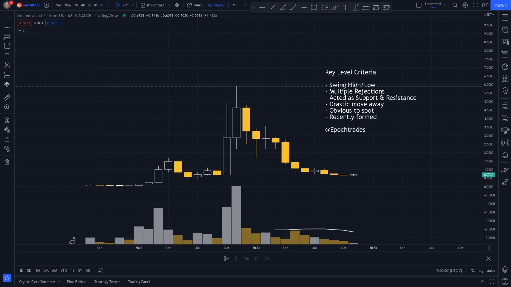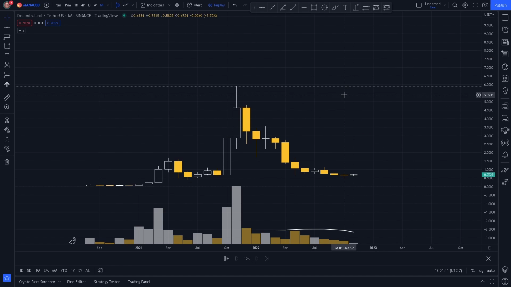Today we're going to be covering key levels on the monthly and weekly time frames for Decentraland. So, as always, our key level criteria: we look for swing highs and swing lows, multiple rejections, acted as support and resistance, drastic moves away, obvious to spot, and recently formed. So, let's go ahead and hop right in.